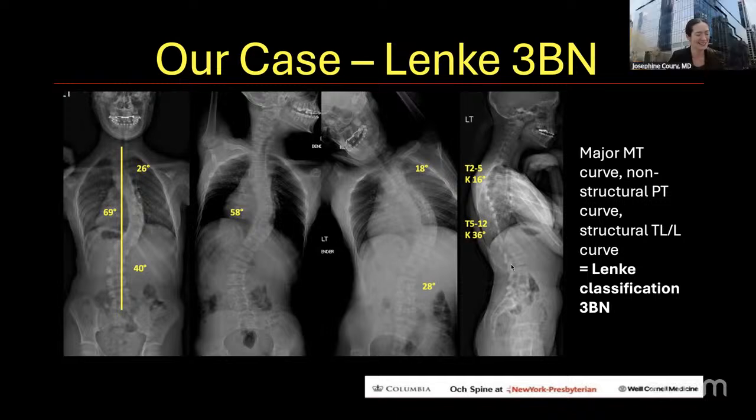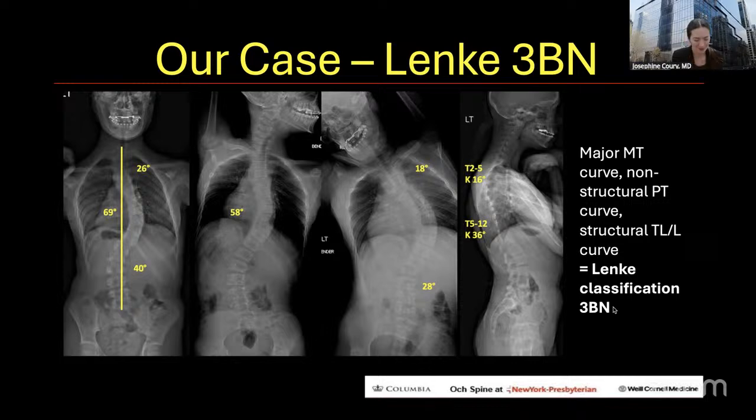So this is the case that I was showing a little bit ago. Just to put together this patient's measurements: because the proximal thoracic curve is non-structural and the thoracolumbar curve is structural, this patient gets the classification of a Lenke 3, and then B because it's touching at the pedicle in the lumbar curve, and then N because they have normal kyphosis. They only have about 36 degrees of kyphosis.